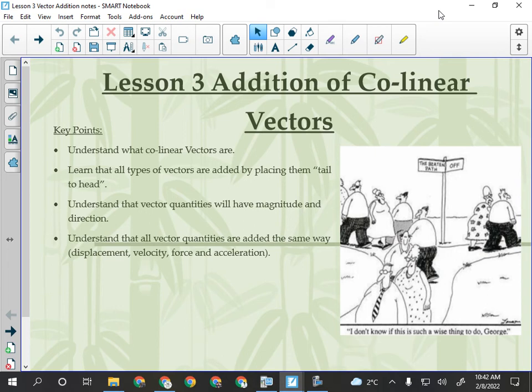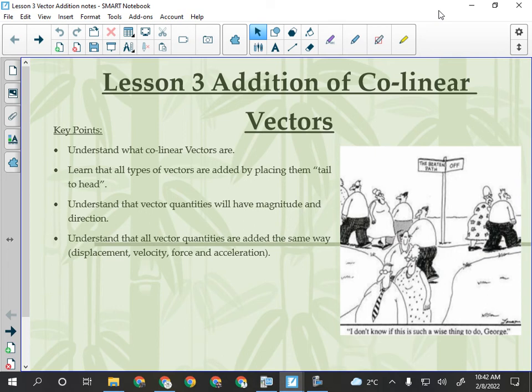Right, so first off, the easiest vectors are collinear vectors. They're the vectors you dealt with last year. Okay, all the one-dimensional forward and backward, north and south kind of stuff. We're going to look at all vectors being added by placing them tail to head. This is how we draw vectors. How do we represent a vector quantity visually? Right? And then understand that vector quantities obviously have magnitude and direction.